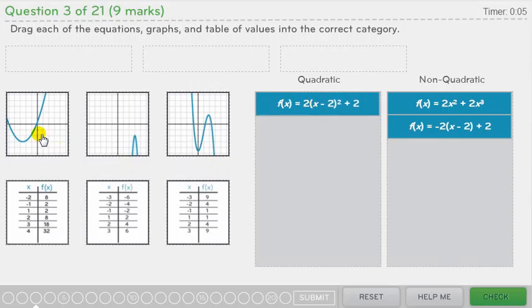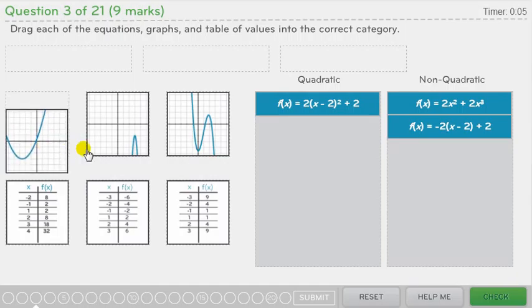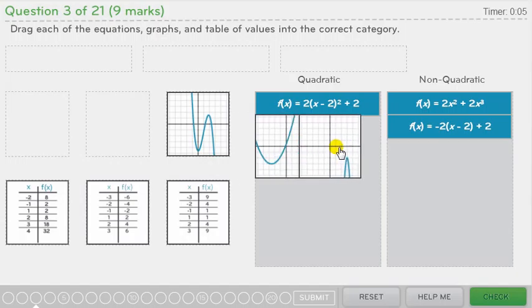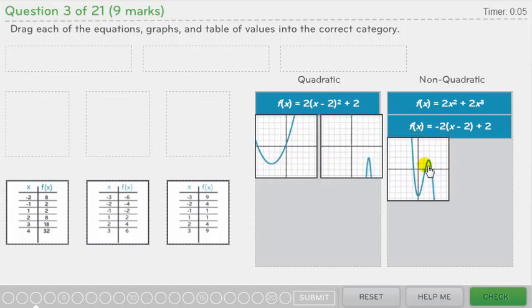Now if we look at the graphs, we know that quadratic equations form parabolas. So we have a parabola, so that's a quadratic, and we have another parabola opening down, another quadratic equation. Our last graph is a cubic function forming an S-shaped graph, not a quadratic. And lastly, we have our tables of values.